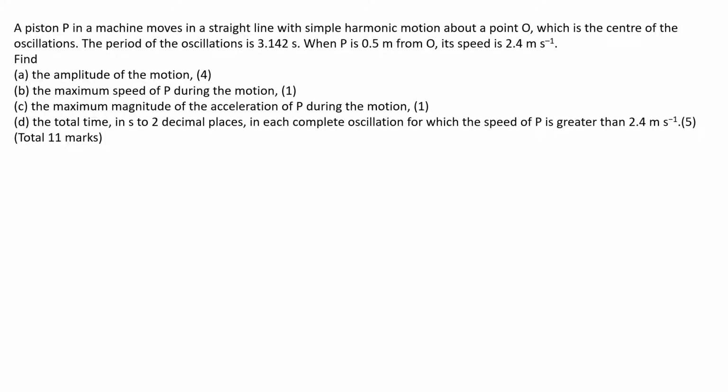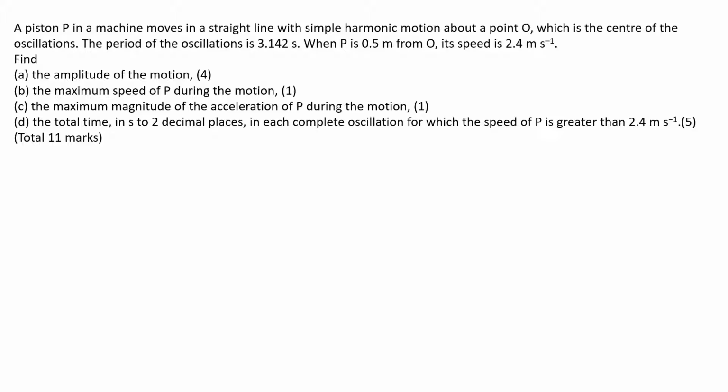Okay, so here we have a question. A piston P in a machine moves in a straight line with simple harmonic motion about a point O, which is the center of the oscillations. The period of the oscillations is 3.142 seconds. When P is 0.5 meters from O, its speed is 2.4 meters per second.